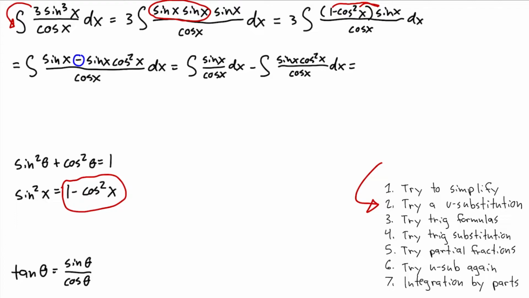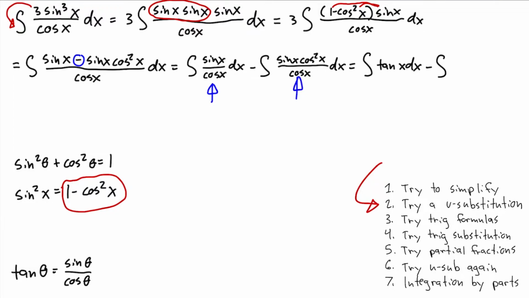Okay, so what exactly is this? Let's focus on the first one. Well, we know, and in fact I actually wrote it down, that tangent of theta equals sine of theta divided by cosine of theta. So we can actually rewrite it as the integral of tangent, not theta, x, minus, and now let's focus on this term.